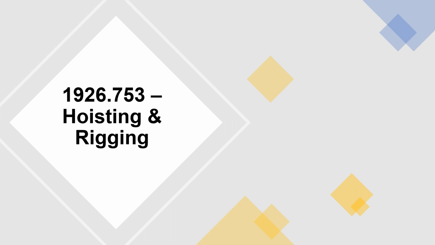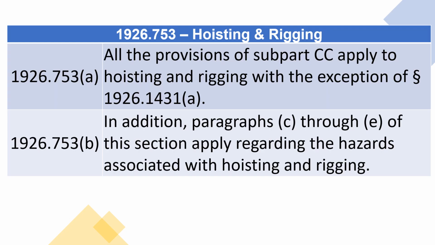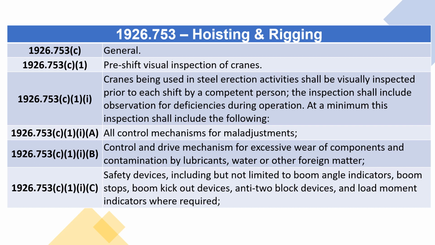1926.753 Hoisting and rigging. 1926.753(a) All the provisions of Subpart CC apply to hoisting and rigging with the exception of Section 1926.1431(a). 1926.753(b) In addition, paragraphs (c) through (e) of this section apply regarding the hazards associated with hoisting and rigging. 1926.753(c) General.